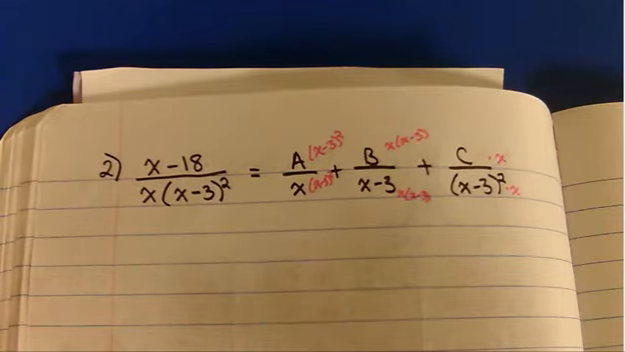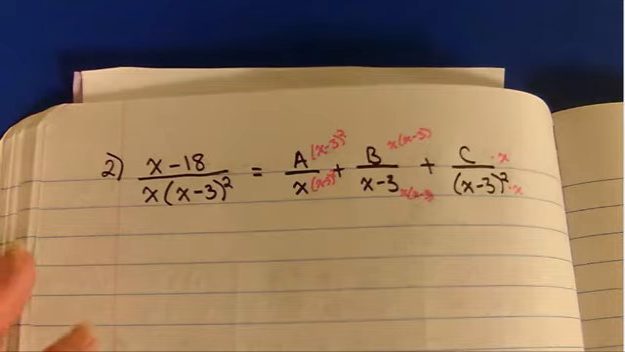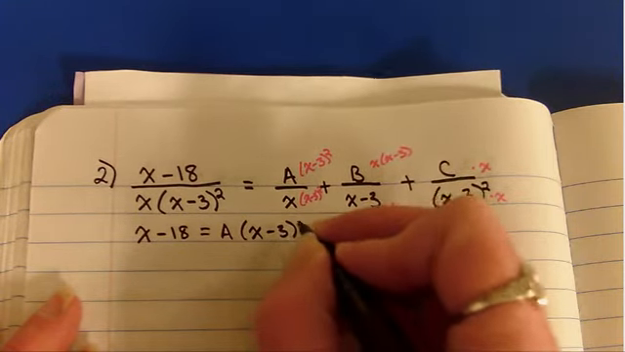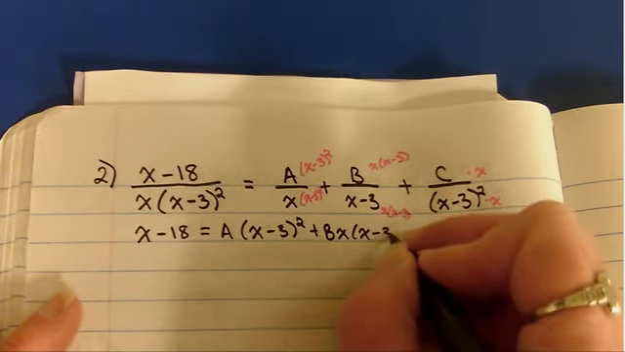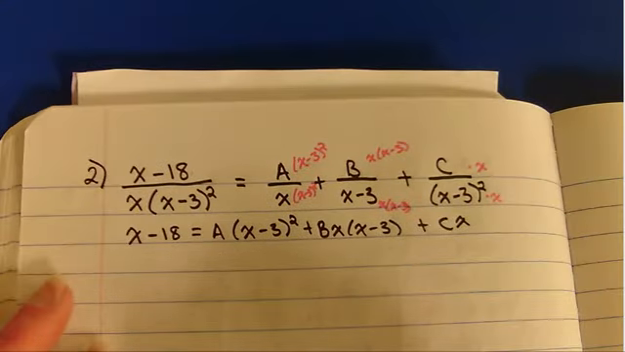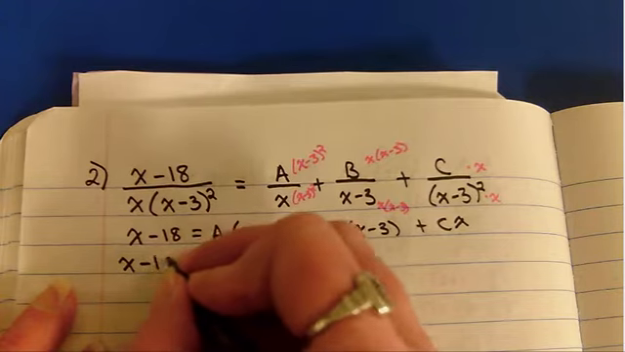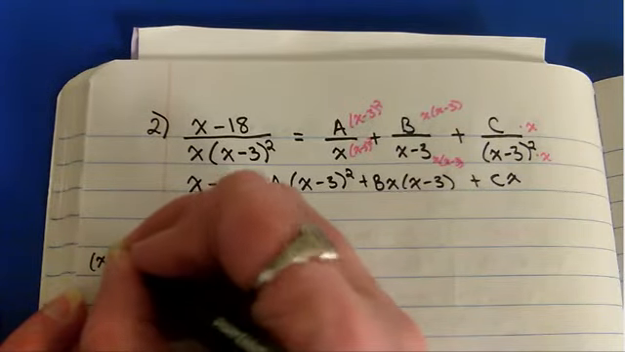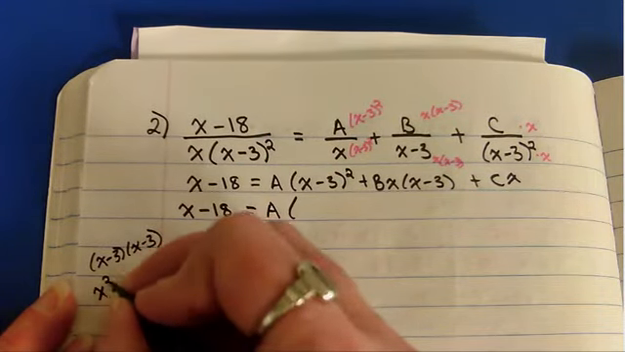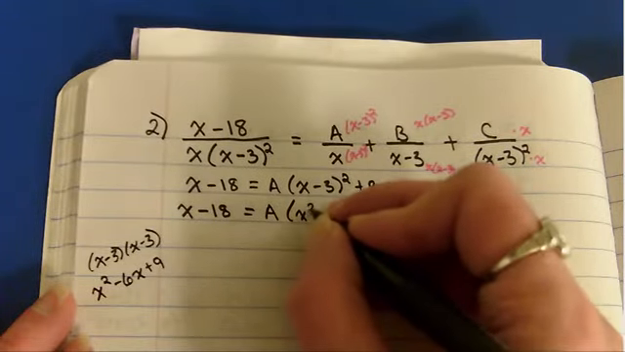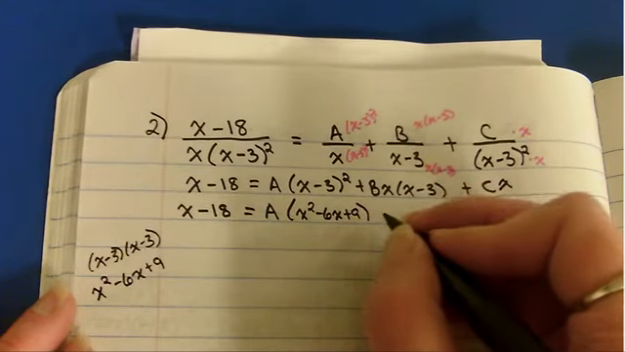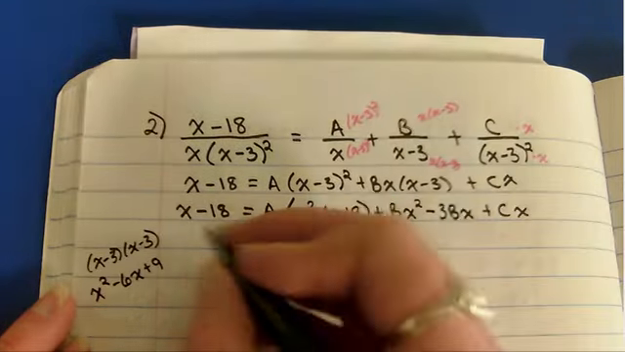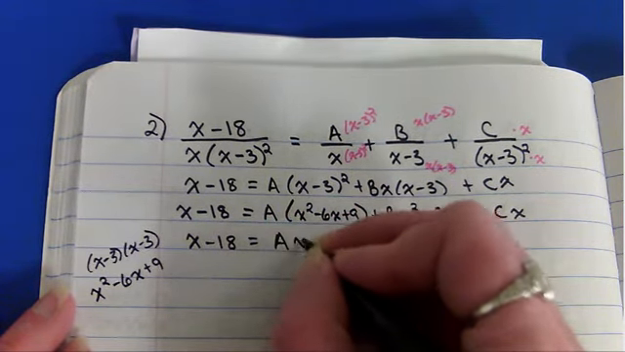Now the denominators are all going to be the same, so I'm going to kind of skip that step. And I'm going to have x minus 18 is going to equal a times x minus 3 squared plus bx times x minus 3 plus cx. Okay, I need to simplify this. So x minus 3 squared, x minus 3 times x minus 3, that's going to give me x squared minus 6x plus 9. Distribute the bx, and we get bx squared minus 3bx plus cx. Distribute the a.